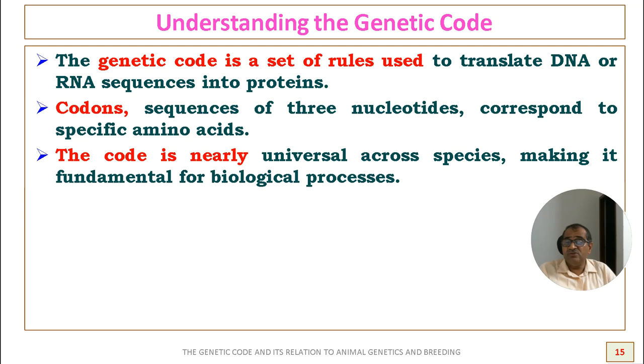Whereas the codons, a sequence of three nucleotides, correspond to a specific amino acid. So, for example, adenine, thymine, and guanine, etc., are called a codon. Three pairs of the nucleotides form the codon. Then the code is nearly universal across the species, making it a fundamental biological process.